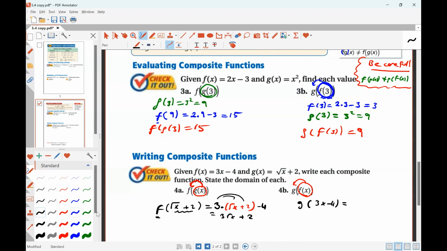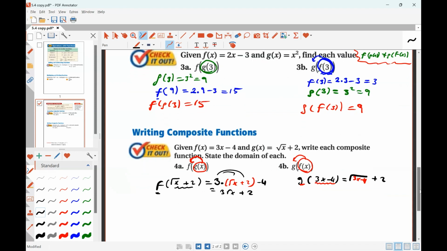And now my new function will be g of 3x minus 4. That means every x will be substituted by 3x minus 4 in function g. So this becomes square root of, instead of x, we have 3x minus 4, plus 2. No simplification. So those are our composite functions.